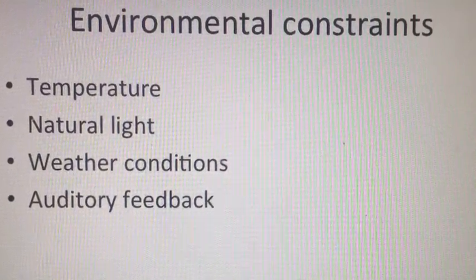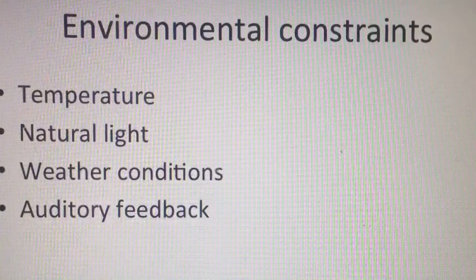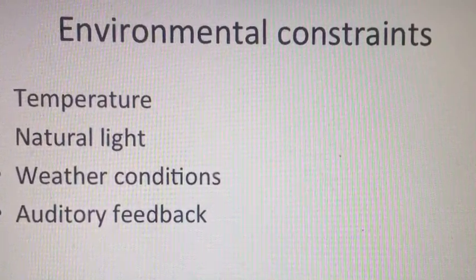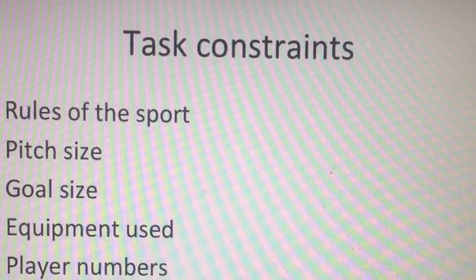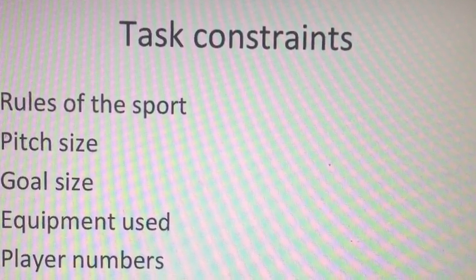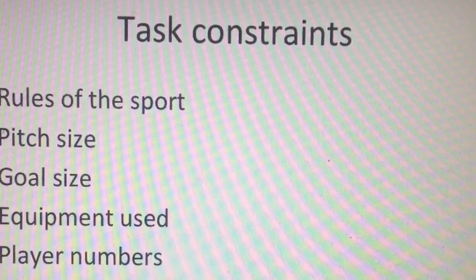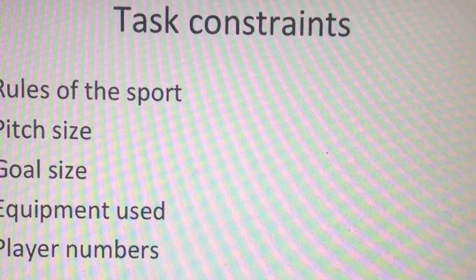Next, you have environmental constraints. This could be the temperature, the natural light, weather conditions, and auditory feedback. Task constraints: rules of the sport, pitch size, goal size, equipment used, and the numbers of opponents on each team.